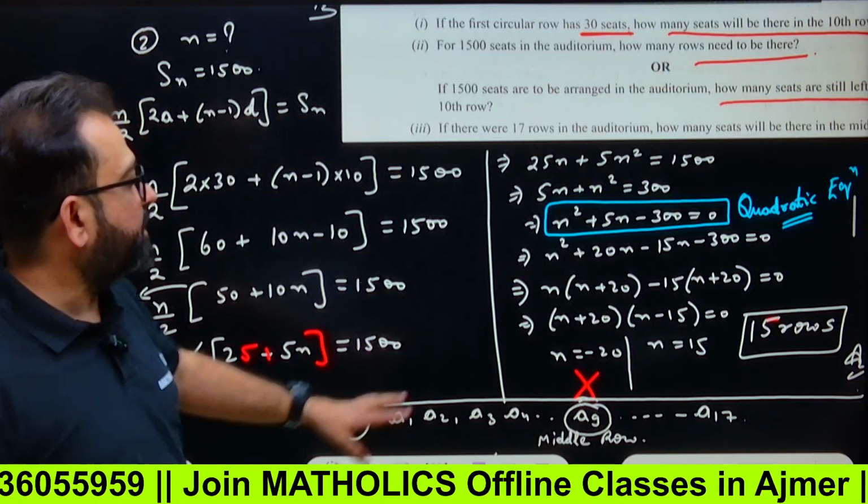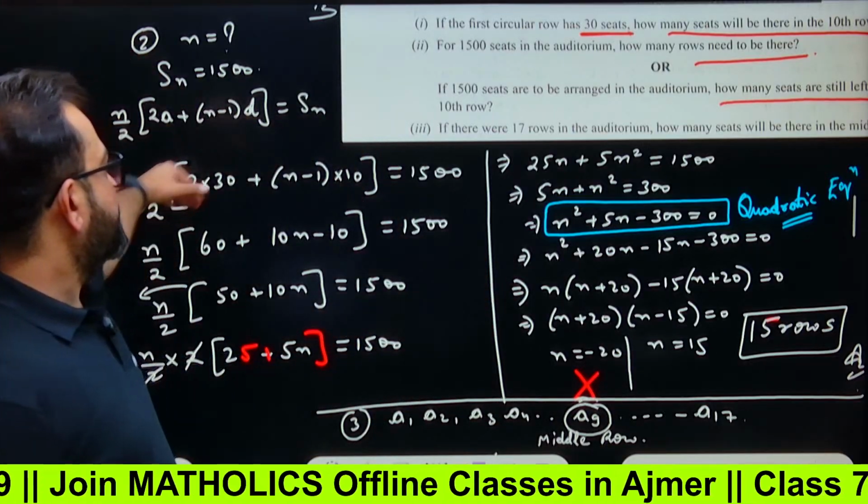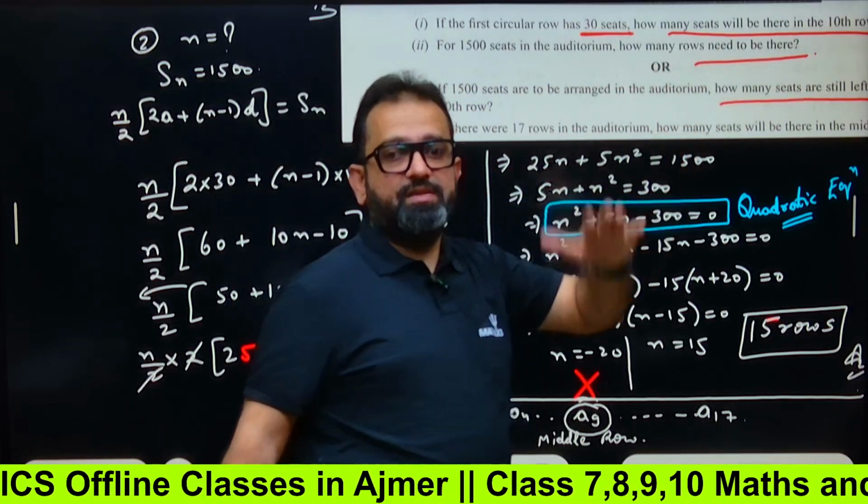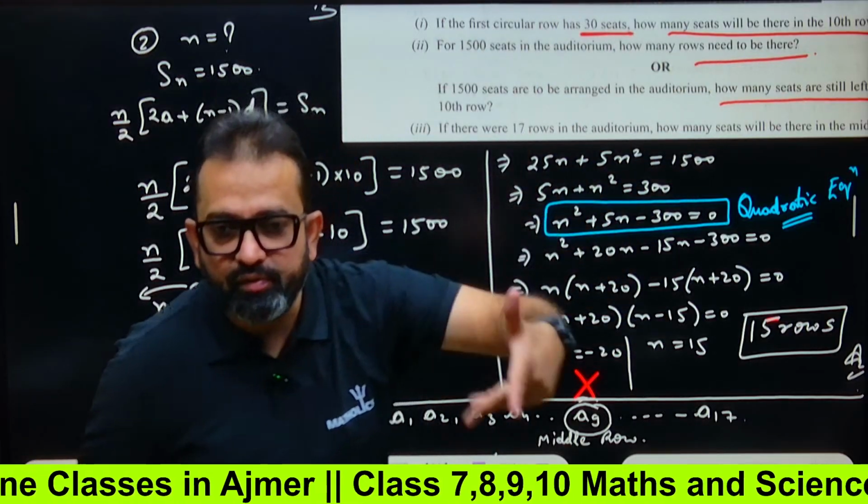Copy it and tell me if there is some problem. Copy it right from here. Second part is: for 1500 seats, how many rows need to be there? How many rows means 1, 2, 3, 4, 5, 6. N you have to find out. Copy it.